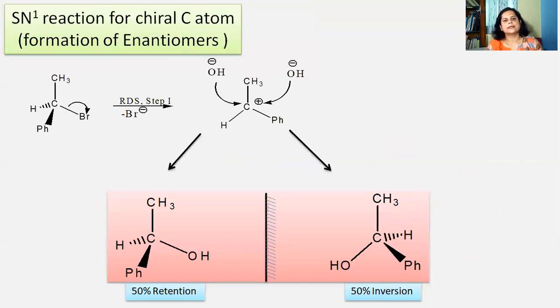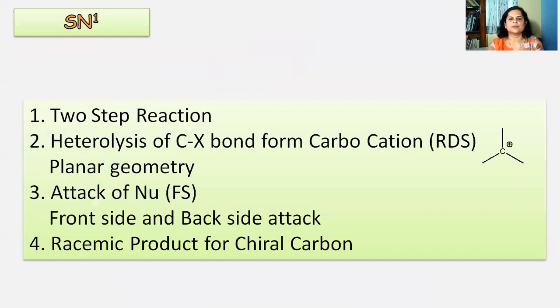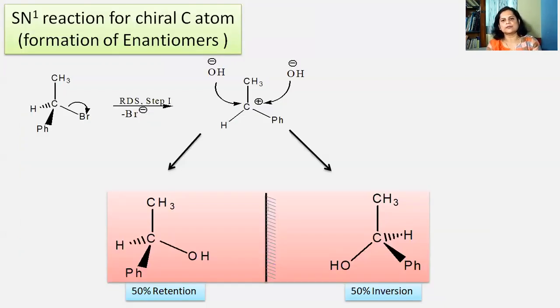If the carbon involved in the SN1 mechanism is a chiral carbon atom, chiral means four different groups are present on one carbon atom, like methyl group, Br group, phenyl group, and H group. That means that carbon is a chiral carbon atom. So according to the SN1 mechanism, first removal of Br, formation of carbocation, and once that carbocation is formed, attack of the nucleophile, that is OH minus ion, and now what we get here is retention and inversion of configuration. That means these two are optical isomers of each other.